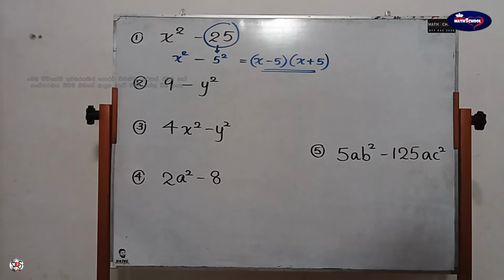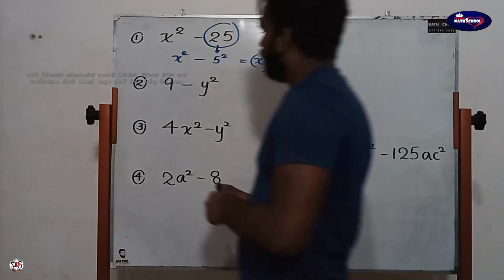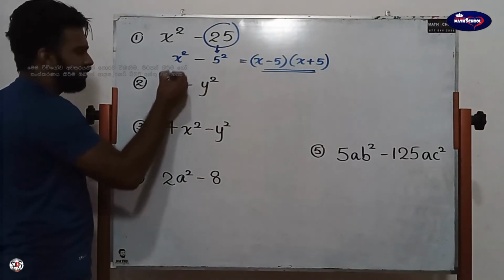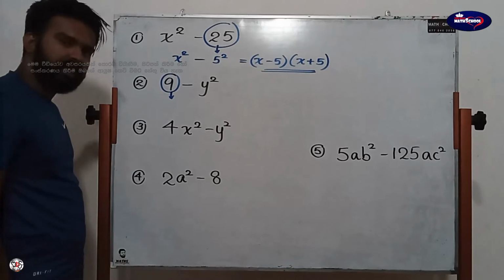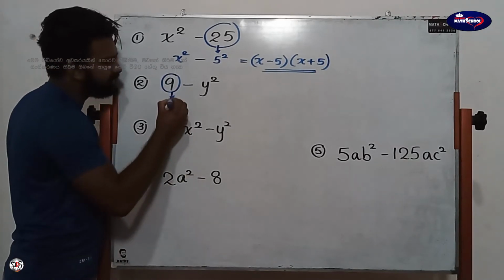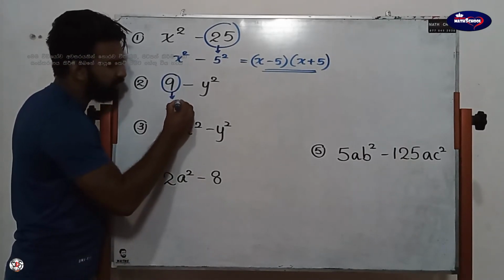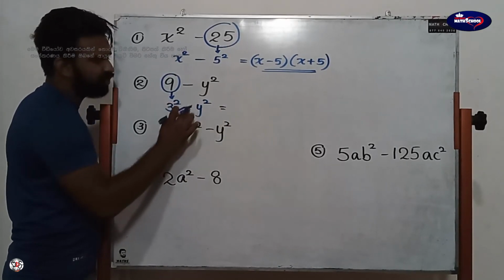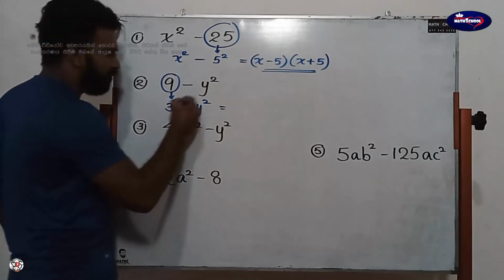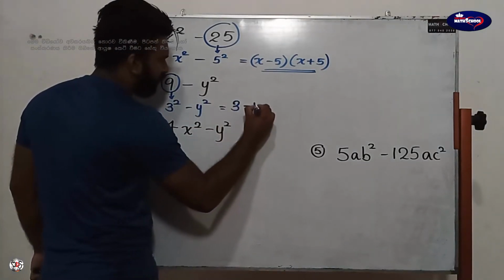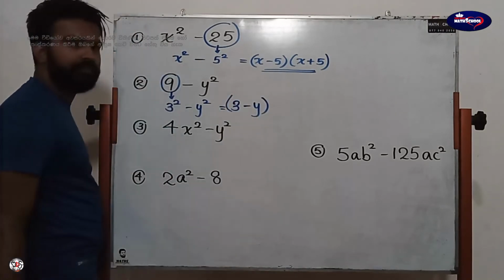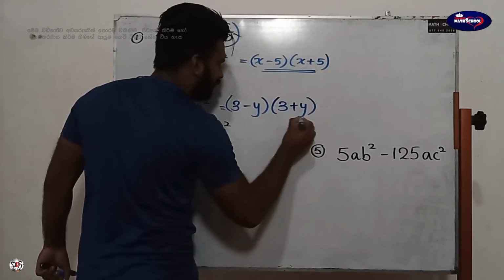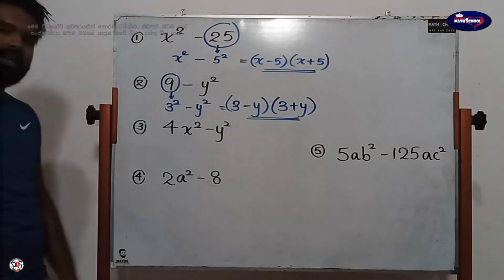Right, enough. See the second one? Now here you have a square, you have a minus symbol, and this is 9. So we are trying to write this 9 as a square. 9 is 3 into 3, so that means 3 to the power 2 minus y squared. Now when we write like this, we have two squares and the difference of it. So by removing the two powers, 3 minus y will be the first factor. And for the other one, the minus symbol becomes plus, so write it as 3 plus y. So that's all, my dear. See how easy.